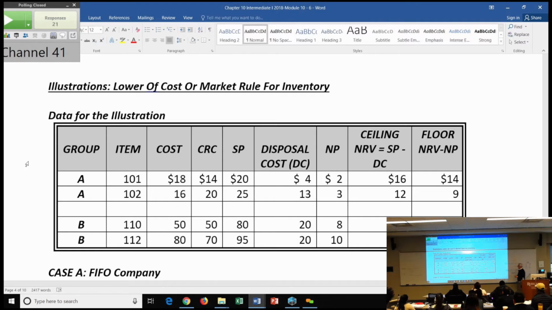And then I'm calculating the net realizable value. It's the selling price minus disposal cost, so it's 20 minus 4, that's 16. And then I take away the normal profit, and it's 14. So you've got the numbers.